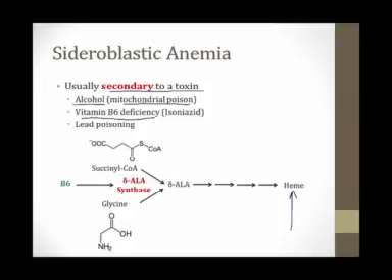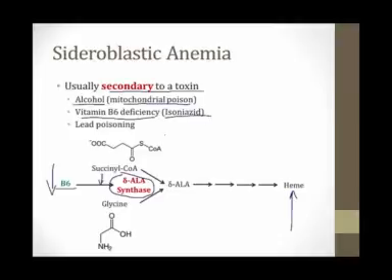The reason this can cause a sideroblastic anemia is because the rate-limiting enzyme in heme synthesis, ALA synthetase, requires vitamin B6 as a cofactor. So if you are deficient in vitamin B6, you will have deficient activity of this enzyme. This will lead to underproduction of protoporphyrin, and that can lead to a sideroblastic anemia. A place where this commonly occurs is among patients taking isoniazid for tuberculosis. It classically results in a B6 deficiency and therefore can lead to a sideroblastic anemia.